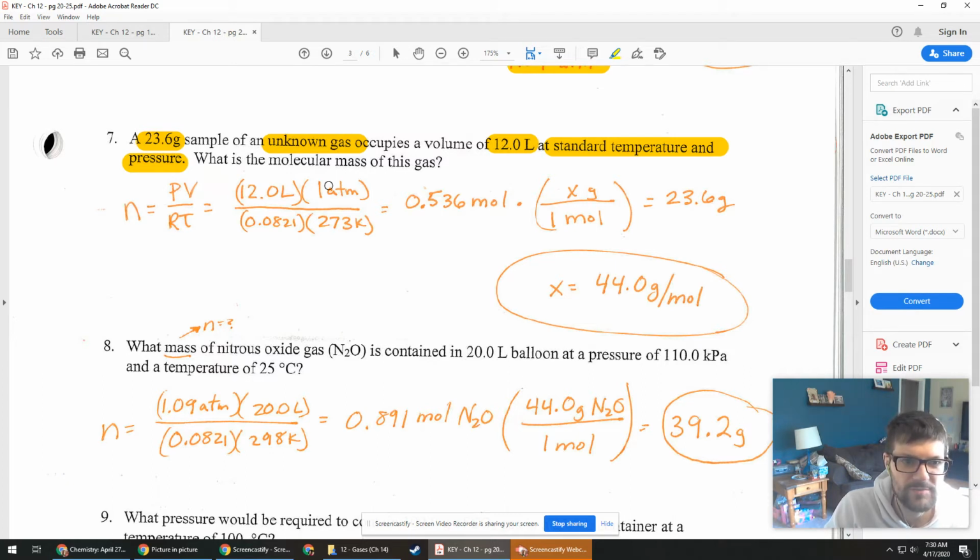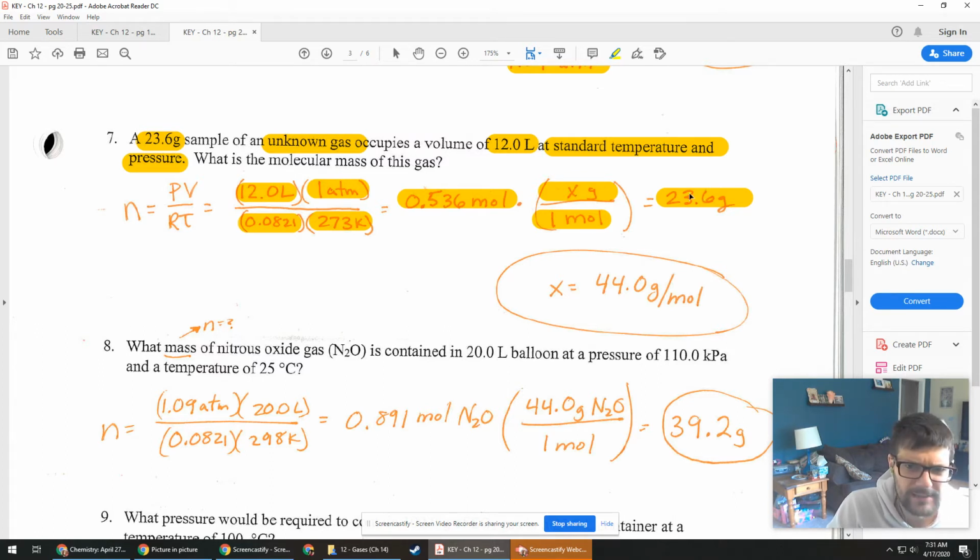I know the pressure because it's standard pressure, so that's 1 atmosphere. I know it's 12 liters. I know the gas constant always, and I know the temperature is 273 because it says standard temperature. So now that's going to spit out the number of moles that I have of this gas. And now, and this is rare, we've not really done too many problems like this, it's actually the molar mass that I don't know, but I know it's 0.536 moles, and I know that it's 23.6 grams. So what's the molar mass? So when I solve here for X, I'm going to get that it's 44 grams per mole.